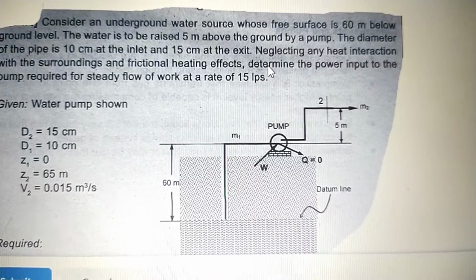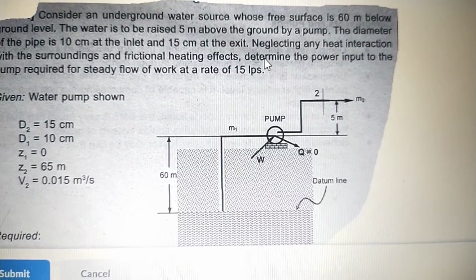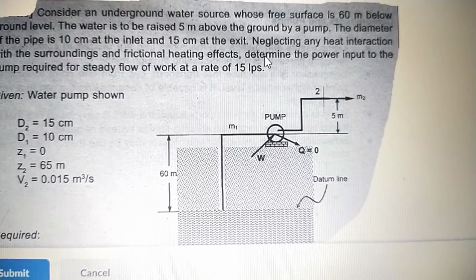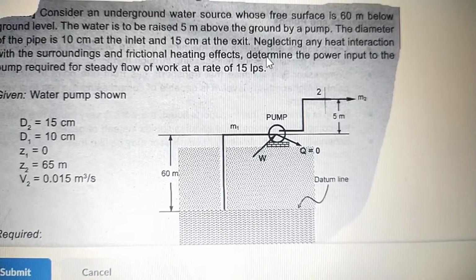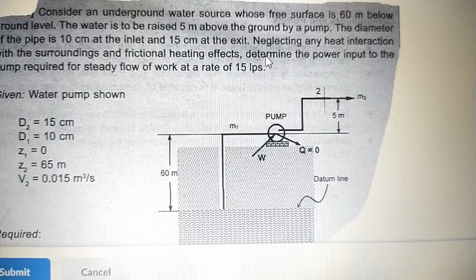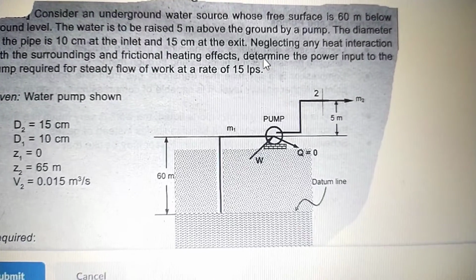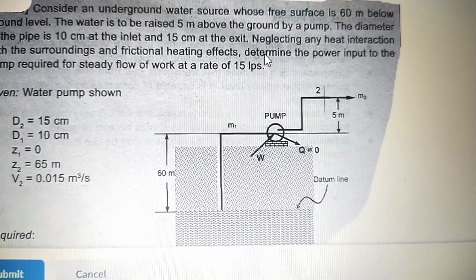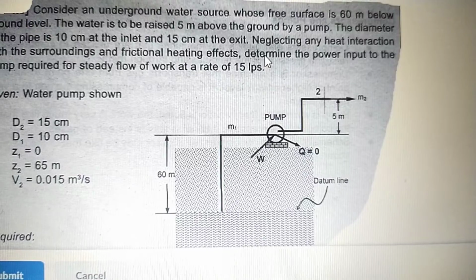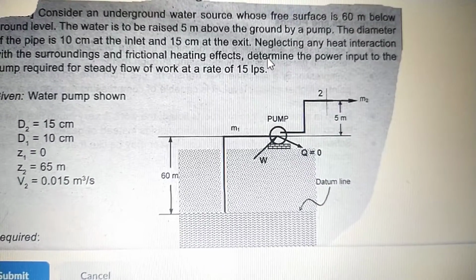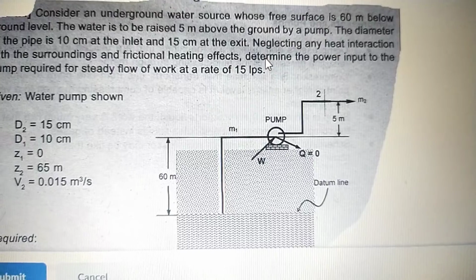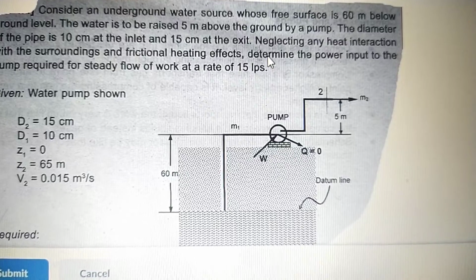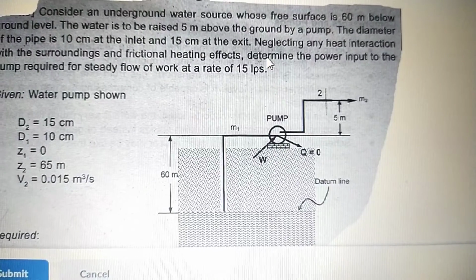Consider an underground water source whose free surface is 60 meters below the ground level. The water is to be raised 5 meters above the ground by a pump. The diameter of the pipe is 10 centimeters at the inlet and 15 centimeters at the exit, neglecting any heat interaction with the surroundings or frictional heating effects. Determine the power input to the pump required for steady flow of water at a rate of 15 liters per second.